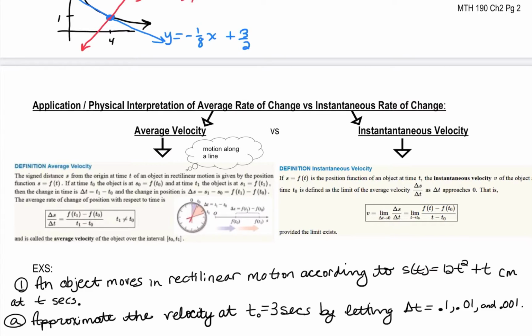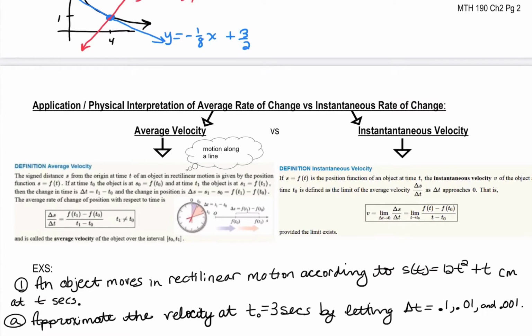So suppose you're in your car and your speedometer isn't working, and you wanted to come up with an idea of how fast you were going. Well, one thing you could do is use your odometer to see how far you traveled over a certain amount of time. Then you could use your change in distance over change in time. That would be your average speed or average velocity over a certain interval of time.